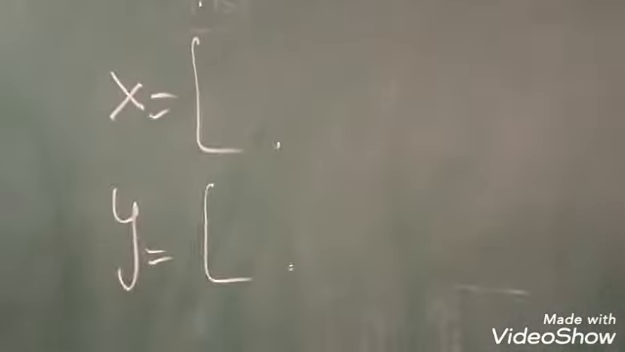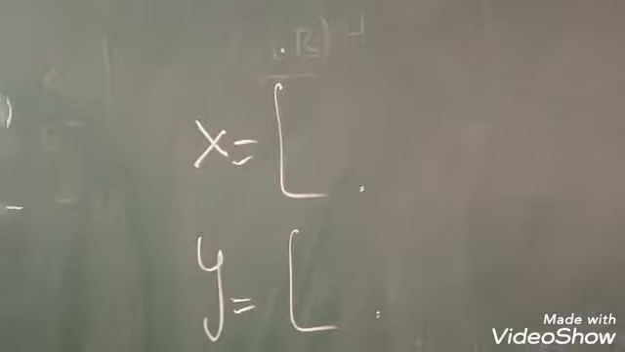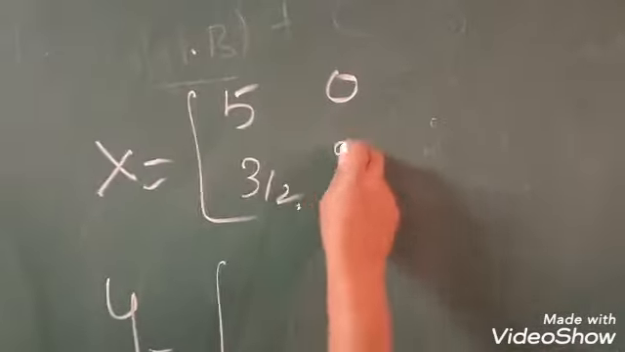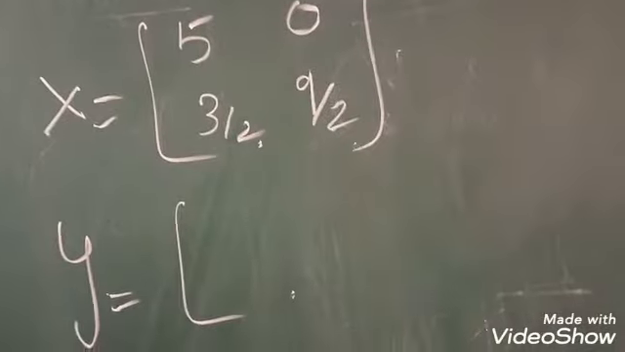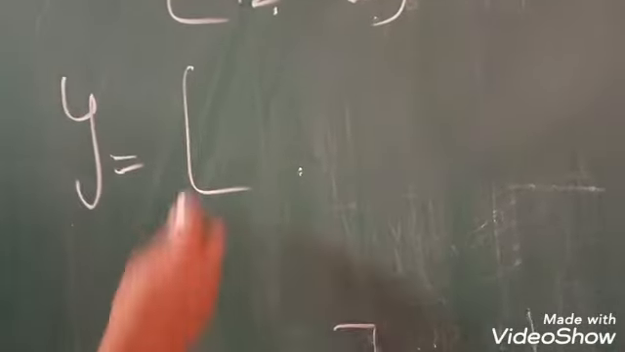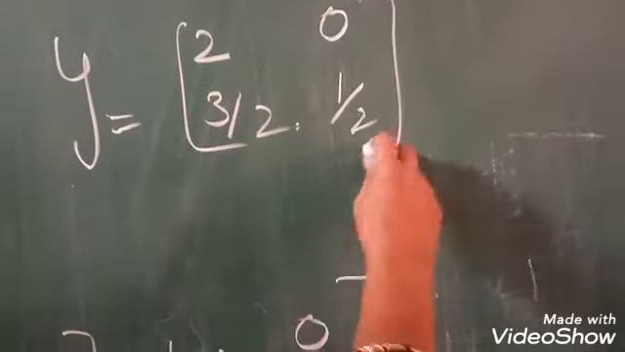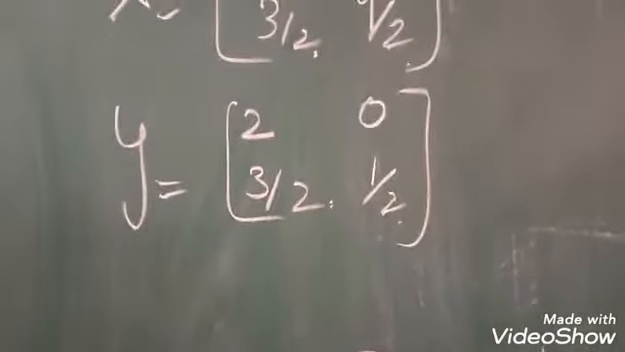Then the conclusion is, x matrix you have to write separately, then y matrix you have to write separately. That is the answer. What is the value of x matrix? 5, 0, 3 by 2, then 9 by 2. This is the value of x, then the value of y is 2, 0, 3 by 2, then 1 by 2. Okay girls, have you understood?